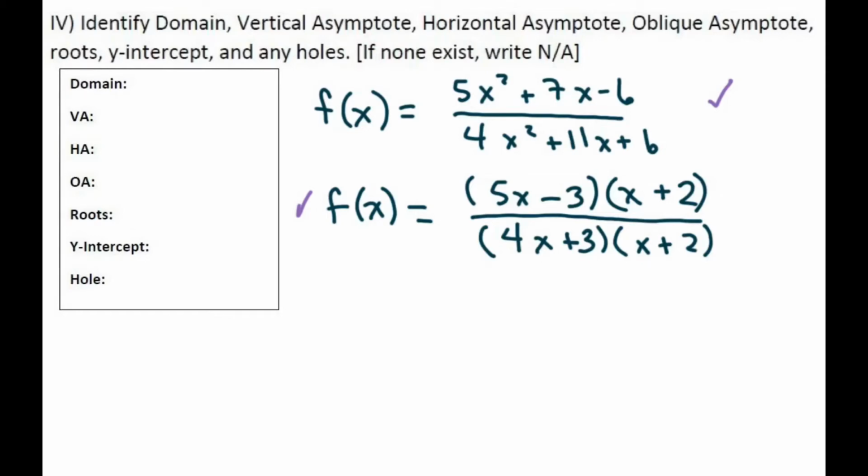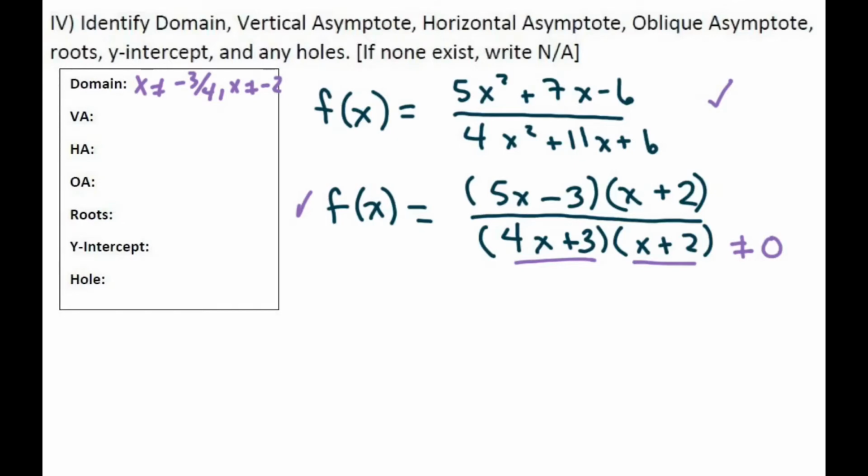First of all, if we look at our domain, we're going to look at the second one. We want it to be all real numbers, but we can't divide by 0. So if you take each piece of this and set it to 0, you're going to get your domain is all real numbers, but x cannot be negative 3/4, and x cannot be negative 2. So you plug those numbers in, you'll be dividing by 0, and you can't do that.